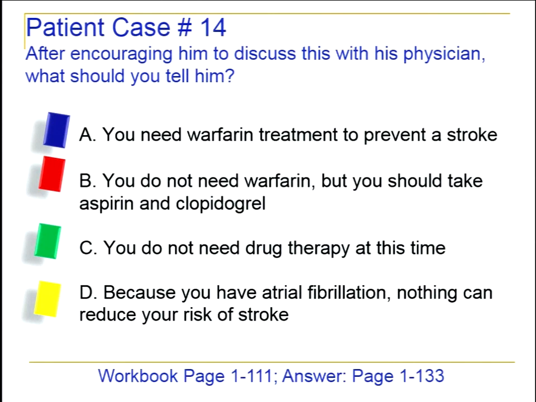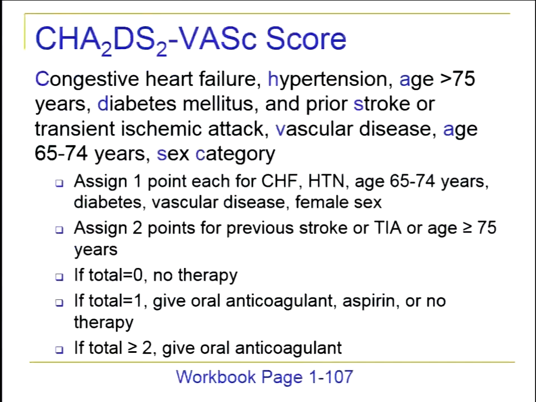A, you need warfarin treatment to prevent a stroke. B, you do not need warfarin, but you should take aspirin and clopidogrel. C, you do not need any drug therapy at this time. Or D, because you have AFib, nothing can help you. So sorry, move along. Okay, I'm seeing a lot of C, I'm seeing a lot of indecision. All right, but I would say C is the right answer here.